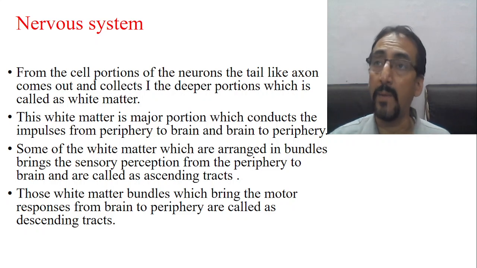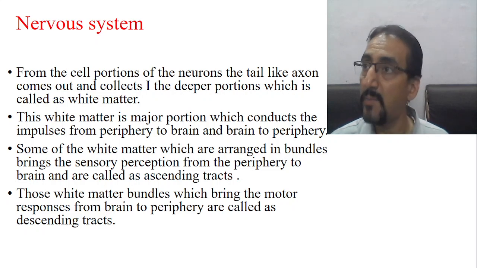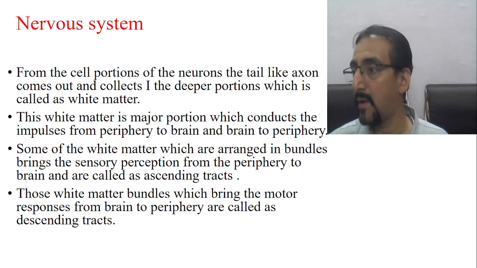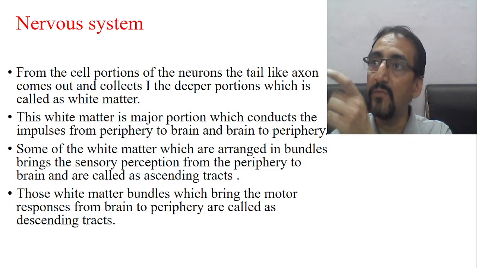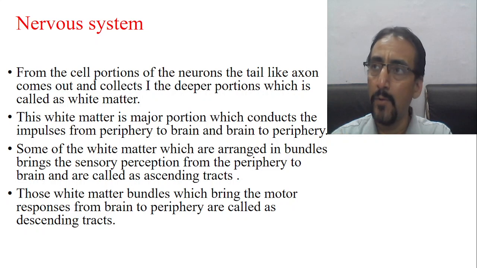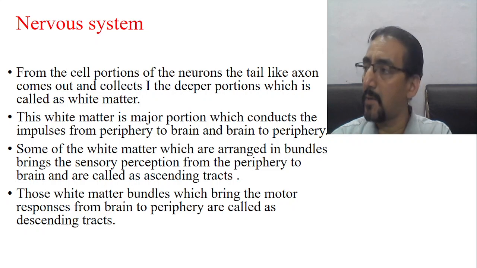So what happens now, while this white matter is carrying? Suppose my deltoid muscle is supplied by one particular nerve. That nerve is nothing but the axon portion of the neuron. Some of the neurons have long axons. Sometimes an axon will be connected to another axon by means of interneurons.